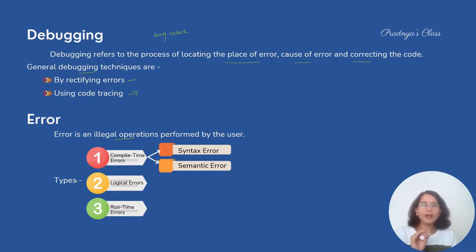The errors are categorized into three types. The first is compile time error, the second is logical error, and the third is runtime error. The compile time error is further divided into two types: the first is syntax error and the second is semantic error. Let's understand these errors in detail.